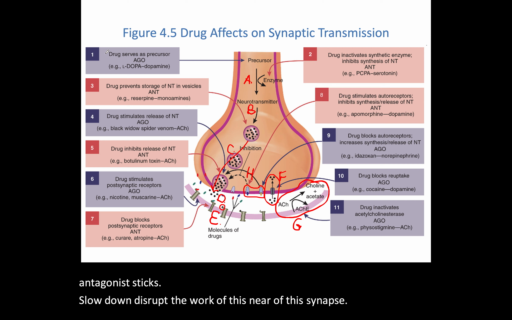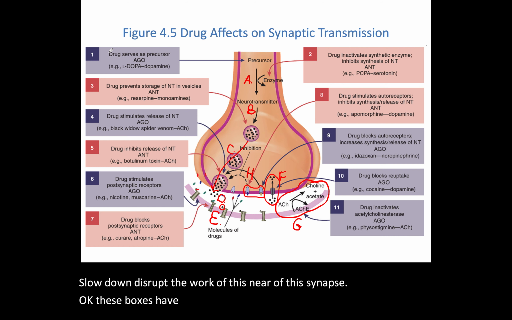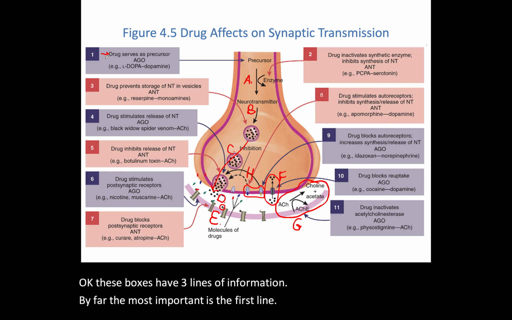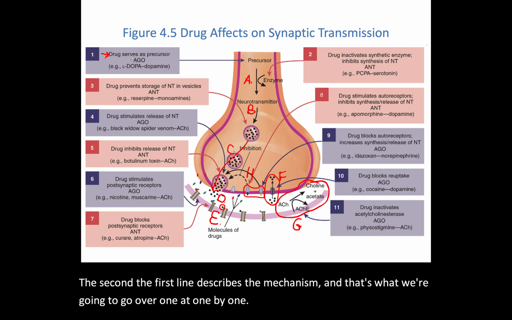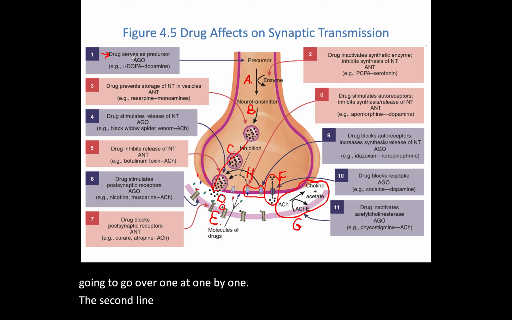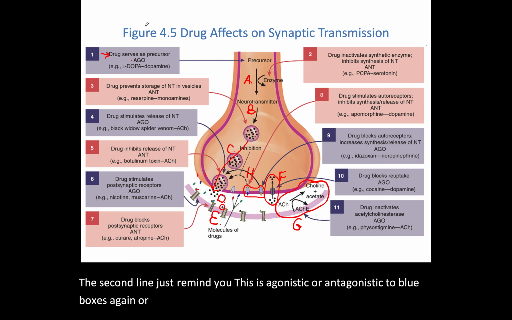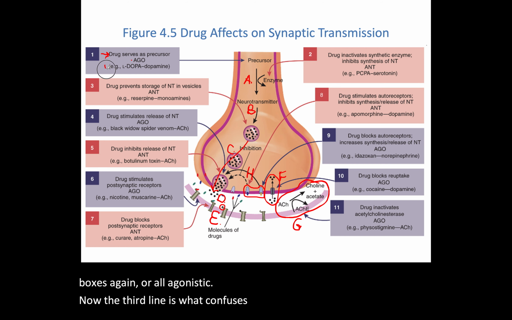Okay, these boxes have three lines of information. By far, the most important is the first line. The first line describes the mechanism, and that's what we're going to go over one by one. The second line just reminds you this is agonistic or antagonistic. The blue boxes again are all agonistic. Now the third line is what confuses people. Don't even worry about this.